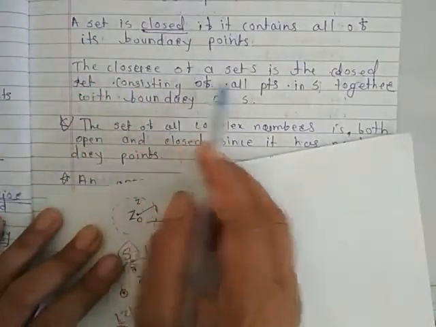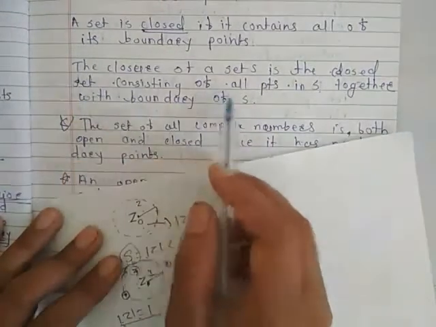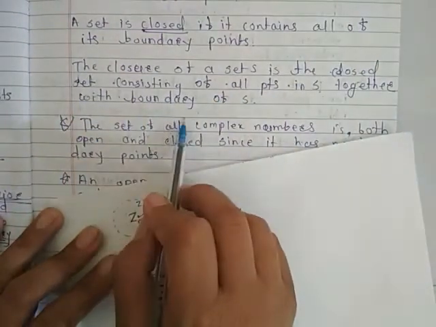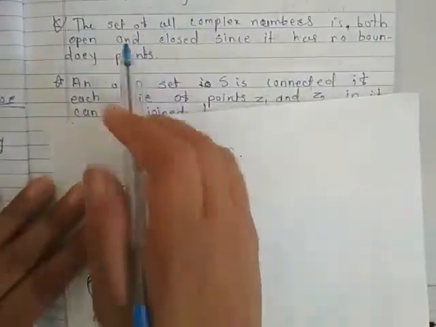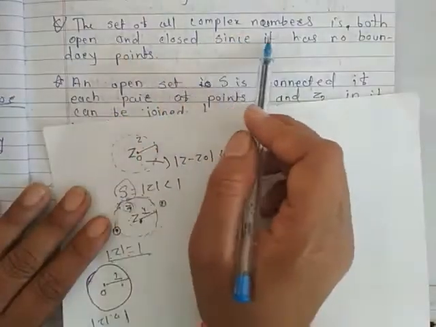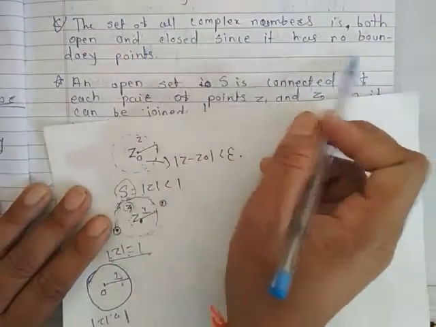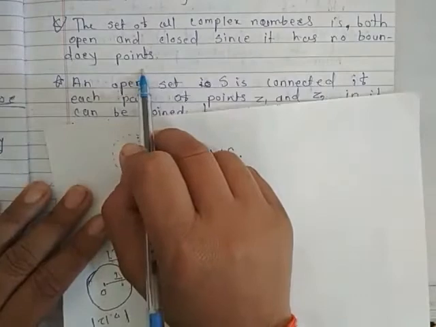Next is the closure of a set. The closure of S is the closed set consisting of all points in S together with the boundary of S. The set of all complex numbers is both open and closed since it has no boundary points.